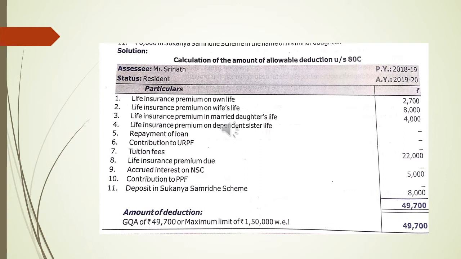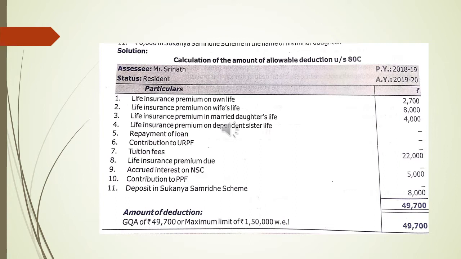Repayment of loan taken from LIC for purchase of commercial house property cannot be claimed as deduction under 80C. If it is any housing society like HDFC or any other housing schemes, interest is allowed as deduction but not the repayment of the principal amount. Contribution to URPF is exempted from tax. Tuition fees of 2 children can be claimed. Here the tuition fees of daughter is given 22,000, so the entire amount is exempted. Means you can claim deduction.